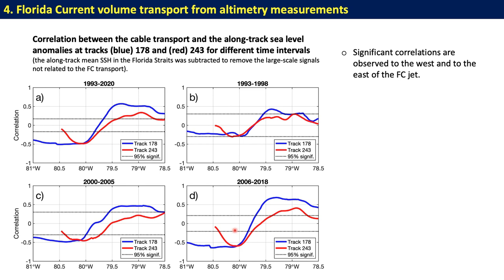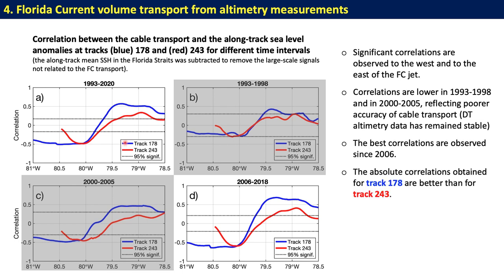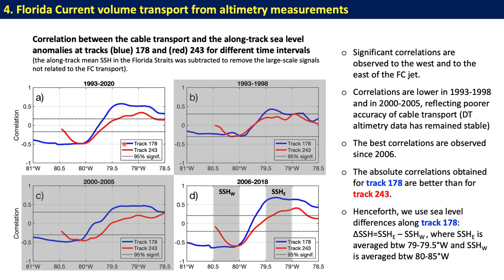What you can see here is that significant correlations are observed to the west and to the east of the Florida Current jet. As expected, the correlations are lower in the 1993-1998 and 2000-2005 time intervals, apparently reflecting the poorer accuracy of the cable data, because the accuracy of the delayed-time altimetry data has remained stable. The best correlations are observed for the most recent time interval, and the absolute correlations obtained for track 178 are better than for track 243, which is probably because track 243 does not fully cross the Florida Current, as I mentioned earlier. So for the rest of the analysis, we use sea level differences along track 178 only.